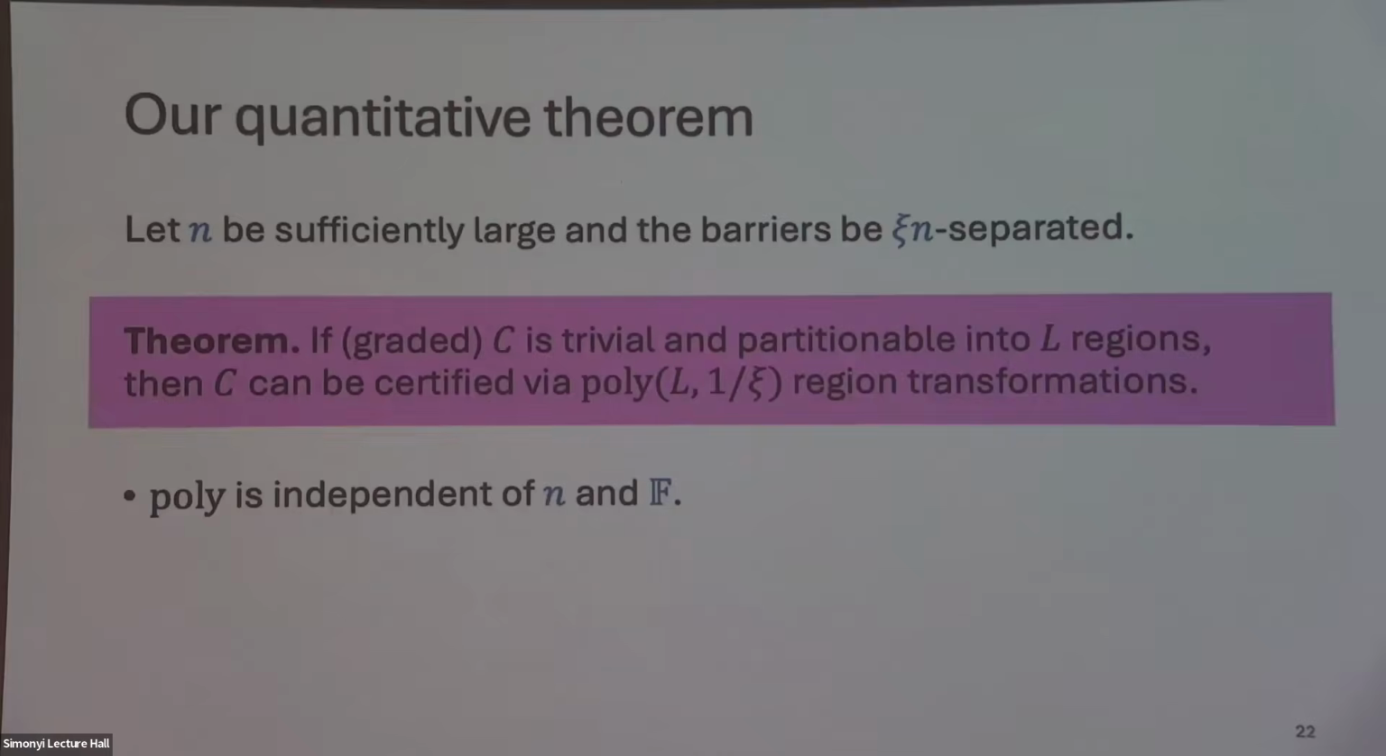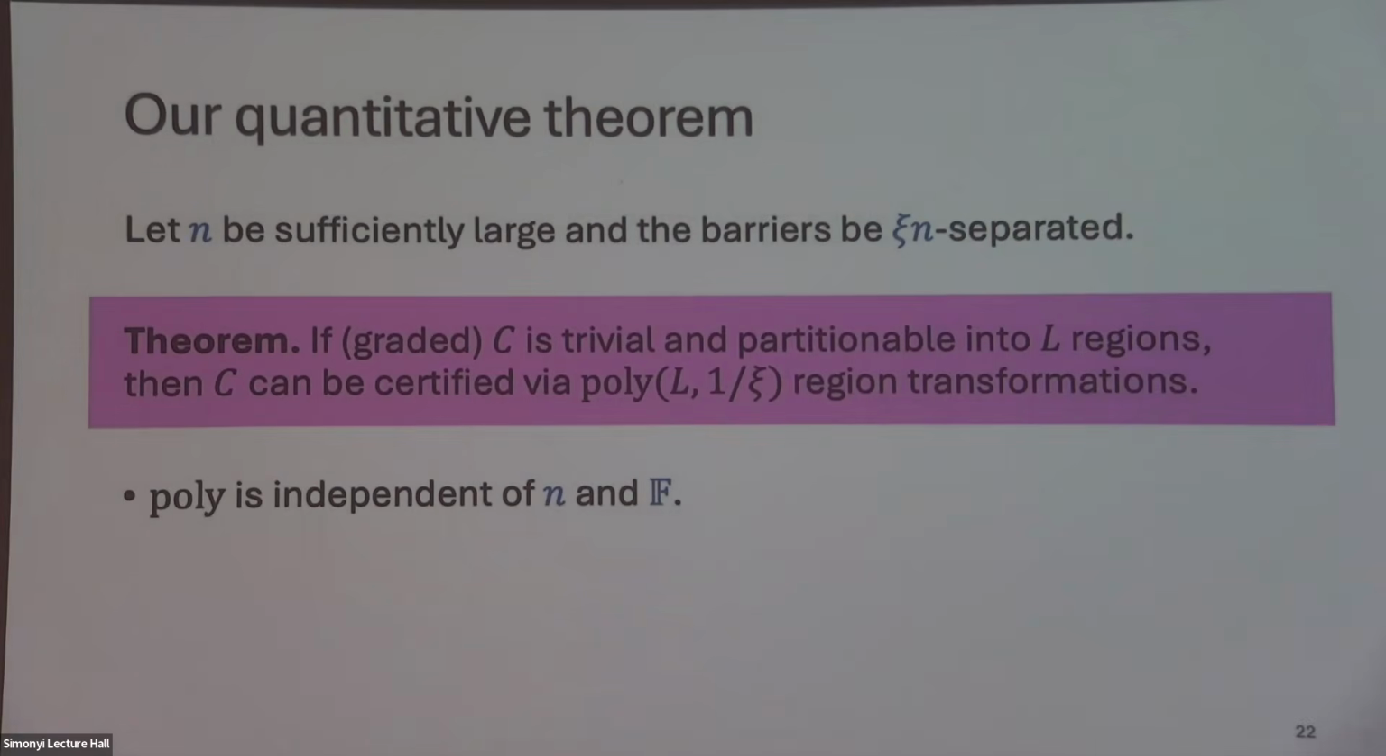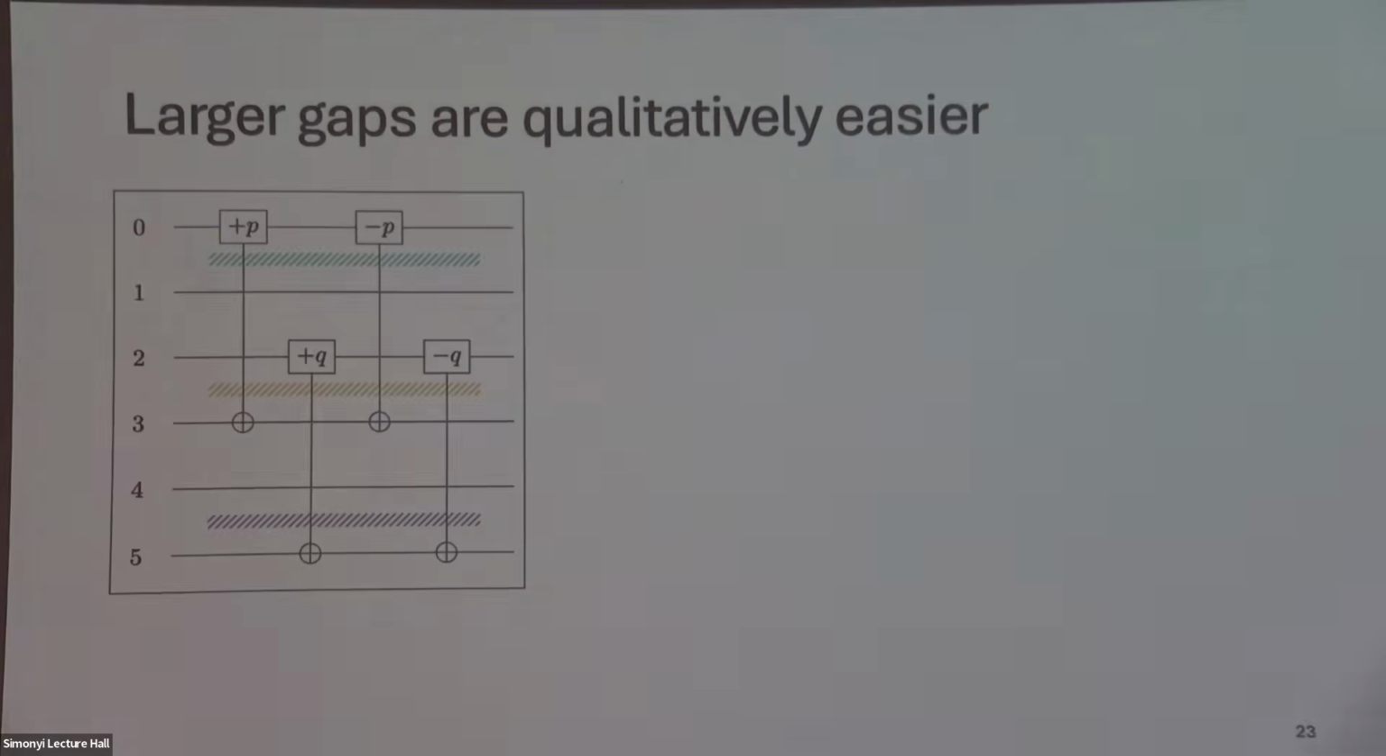Let's continue. Yeah, so I just want to say a little bit about how the proof actually goes. One thing I want to point out is that on the previous slide, I have this assumption that the barriers are far apart, and I want to give some intuition for why this is a helpful assumption. For instance, consider this circuit. The circuit's again trivial, but now I have more space between the green and yellow barrier and between the yellow and purple barrier.